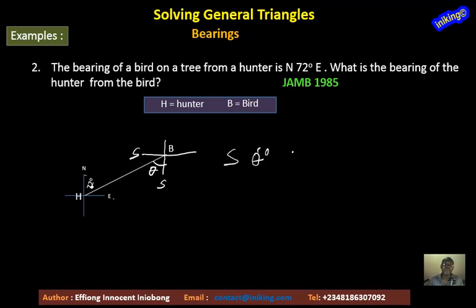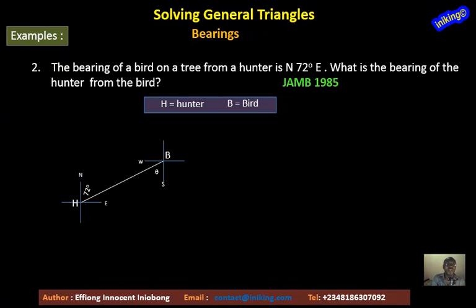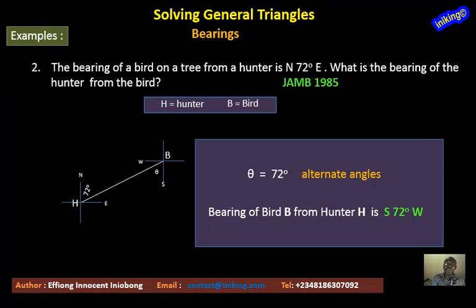Now we can say that alternate angles are equal. So 72 here, 72 there. So our theta is what? Our theta is 72 degrees. Therefore, the bearing is simply S 72 degrees west. That's it. You can see there that the bearing will be south west and theta is what? 72 degrees, because alternate angles are equal. So bearing of bird B from hunter H is S 72 degrees west.